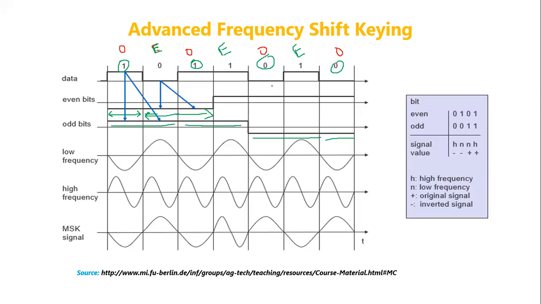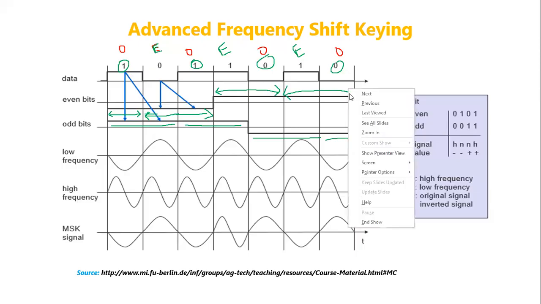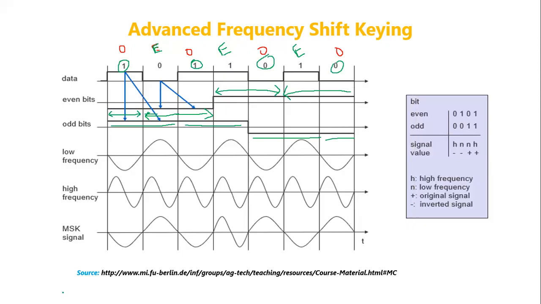Similarly, the next even bit is also 0, so it is represented using two zeros. The next even bit is 1, so it is represented using two ones. The next even bit is also 1, so that is also represented using two ones. This is how the odd bits and even bits are separated out.